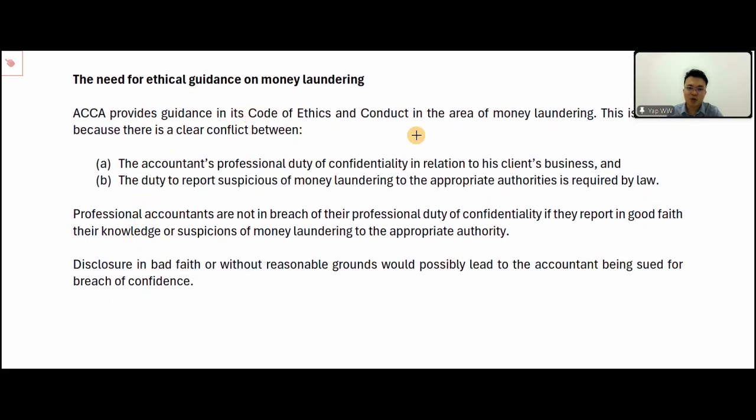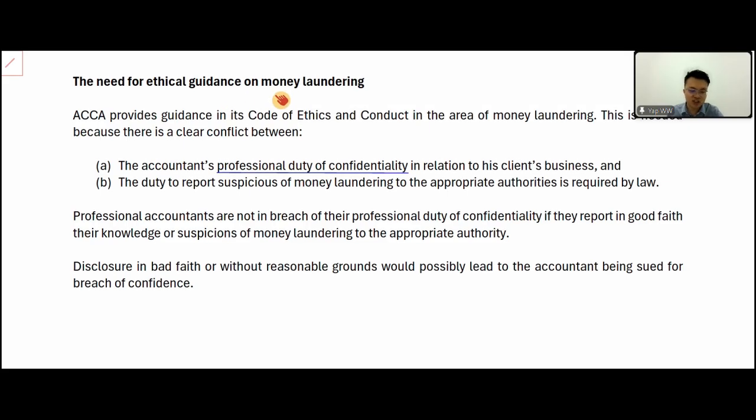Okay. Lastly, I would like to talk about the professional duty of confidentiality. Professional accountants are bound by a professional duty of confidentiality: do not report information about your client to any third party. But money laundering is an exception, because money laundering is listed in the local jurisdiction mentioned. If you encounter one, you must report. If you don't report, then you are committing an offense as well.